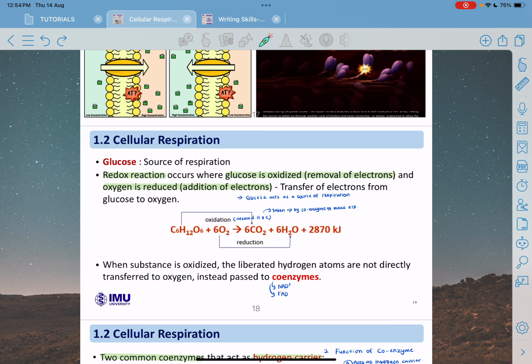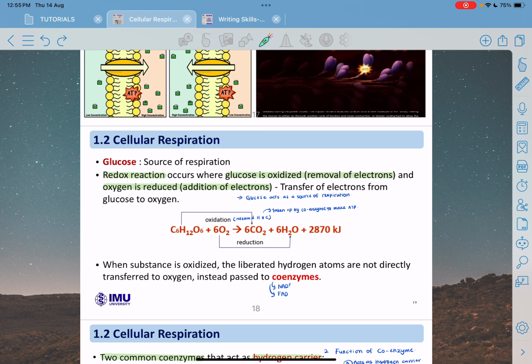And then this one, glucose, for redox reaction, you need to understand we have oxidation and also reduction process simultaneously. So this C6H12O6 will be oxidized into 6CO2, and then the 6 oxygen will be reduced into 6H2O.